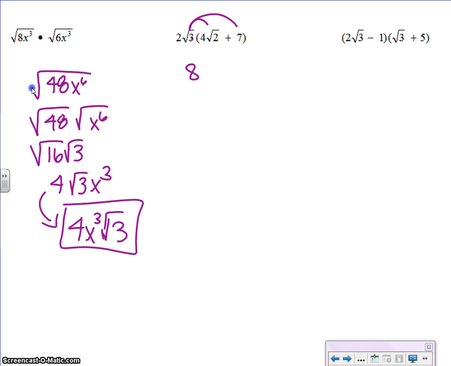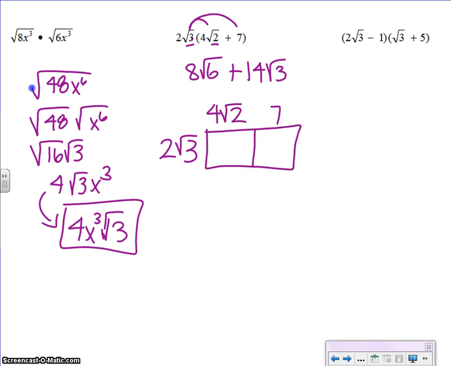The root 3 times root 2 is the square root of 6, plus 2 times 7 is 14, and the root 3 stays on the outside. Okay, so that's going to be our answer. And then for the box, you do 2 root 3, and then you put the other numbers up here.